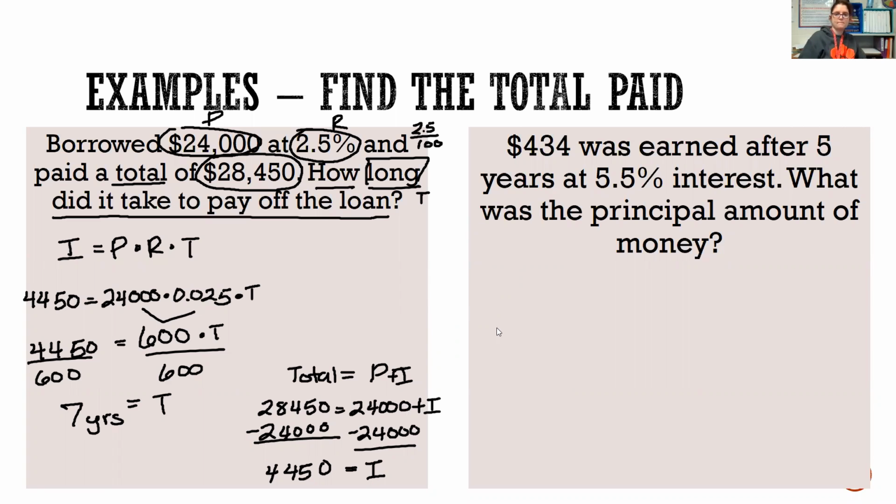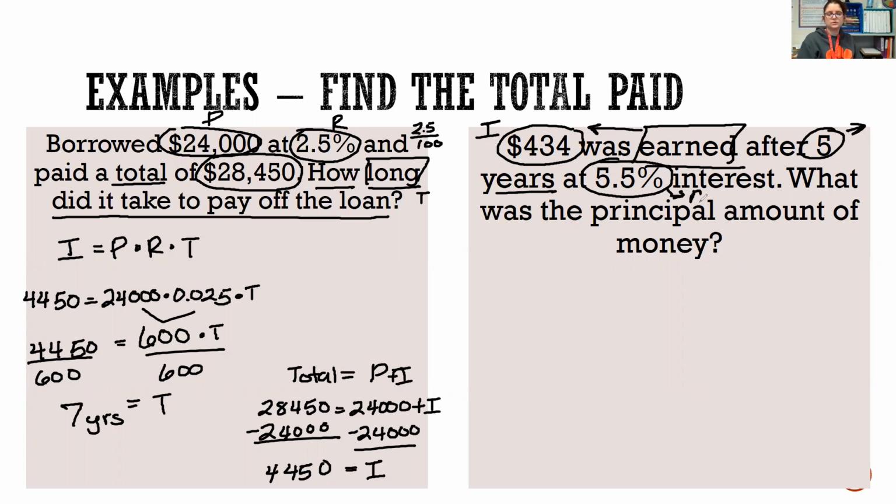Our next one. So $334 was earned. Okay, now that's a key word, earned. That tells me that this is my interest. After 5 years, okay, 5 years, that's my time, at 5.5% interest. So this is my rate because I see my percentage symbol. What is the principal amount of money? There's my keyword. I'm looking for the principal.